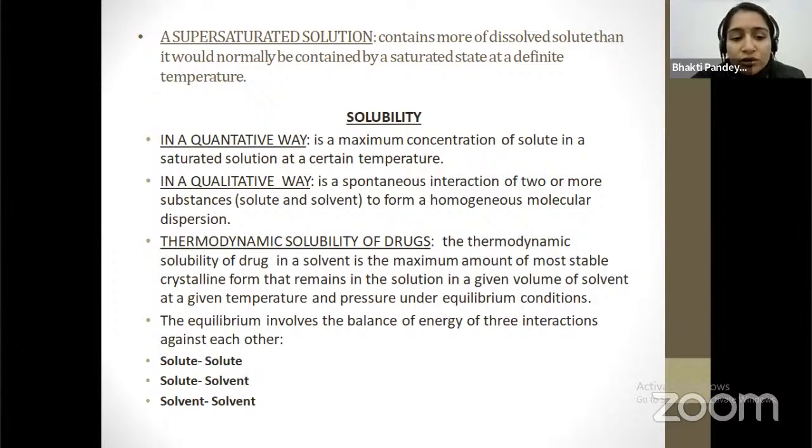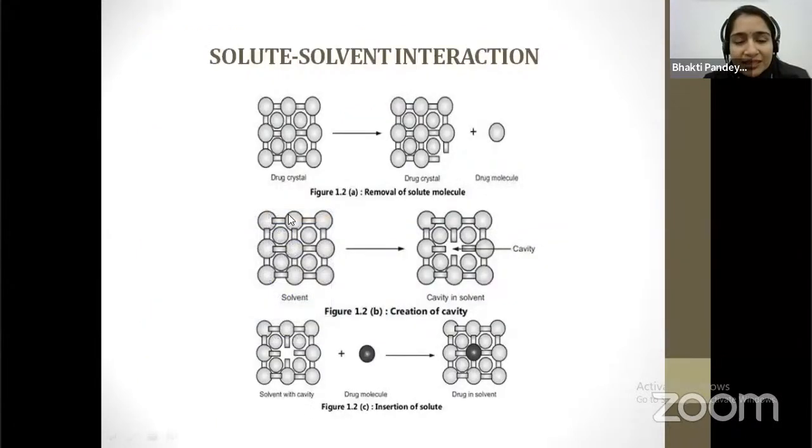Solvent molecules will have cohesive forces between solvent molecules, and adhesive forces between solute and solvent molecules. With a similar effect, solute molecules will also have a maximum force of attraction with each other, or we can say cohesive forces will act there to maintain the stability of that solute. Then we'll continue with the next slide, which is solute-solvent interaction.